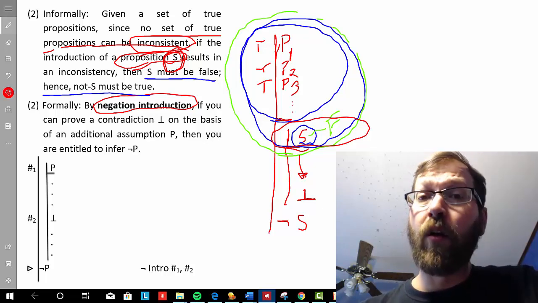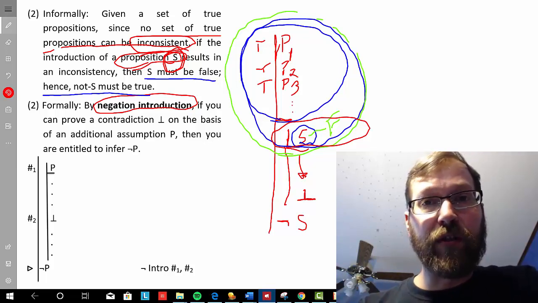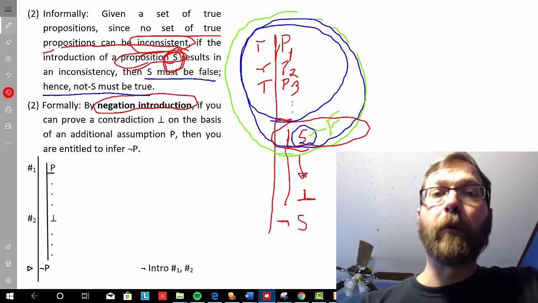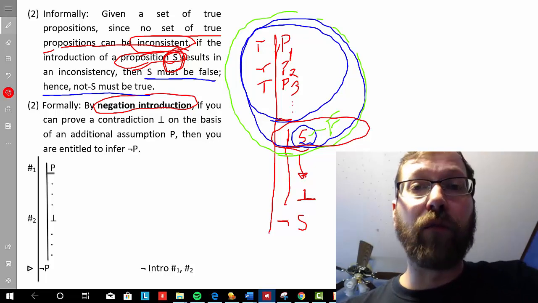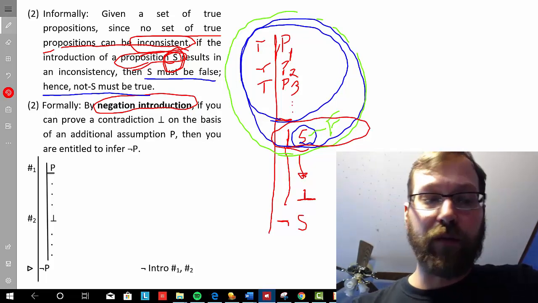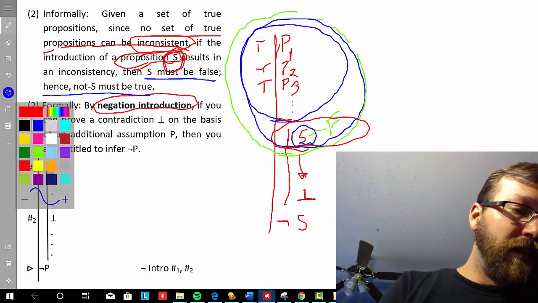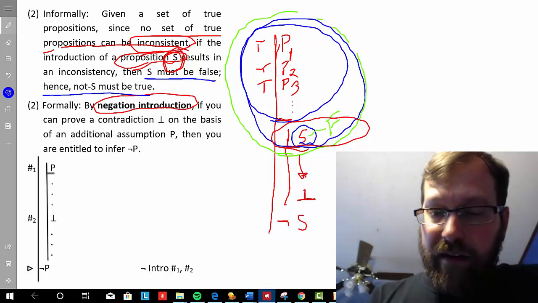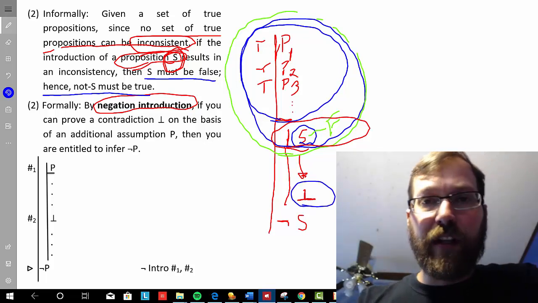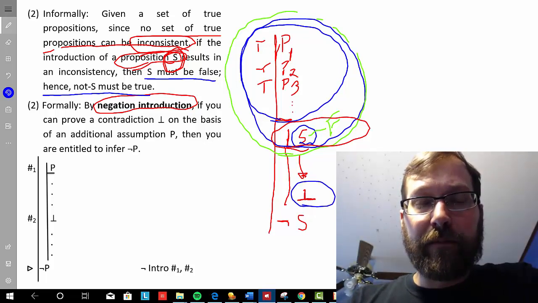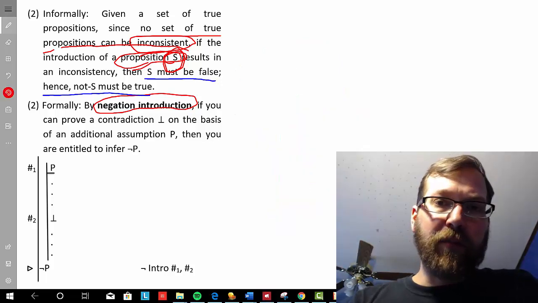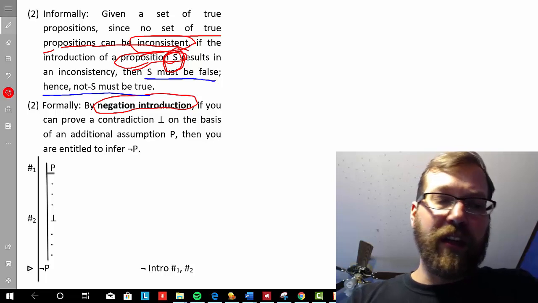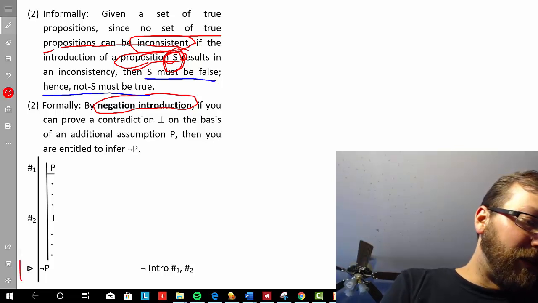We're trying to see if we're wrong. So we introduce a new proposition and we want to see if we're wrong. We want to prove ourselves wrong. And we prove ourselves wrong if, after making that assumption, we actually come across a contradiction. All right, so let's see how negation introduction, indirect proof, or proof by contradiction gets represented in Fitch-style.